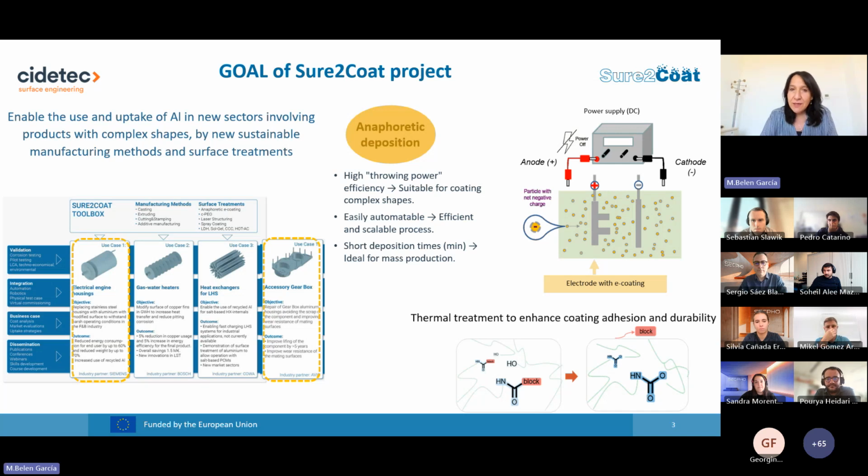So very briefly, anaphoretic deposition implies the electrophoretic deposition of negatively charged particles onto the surface of the part that needs to be coated, which is the anode, by applying an anodic current. After this electrophoretic deposition process, we need a thermal treatment to enhance the coating adhesion and durability, because this thermal treatment promotes the cross-linking of the polymer.